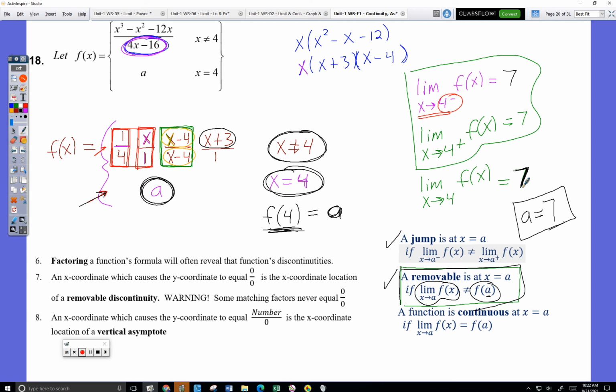We do not want there to be a removable discontinuity. So we want the y-coordinate when x is almost 4 to be exactly the same as the y-coordinate when x is 4. That's the goal. We want the y-coordinate, when x is almost 4, to be exactly the same as when the x-coordinate is 4. So raise your hands, please.